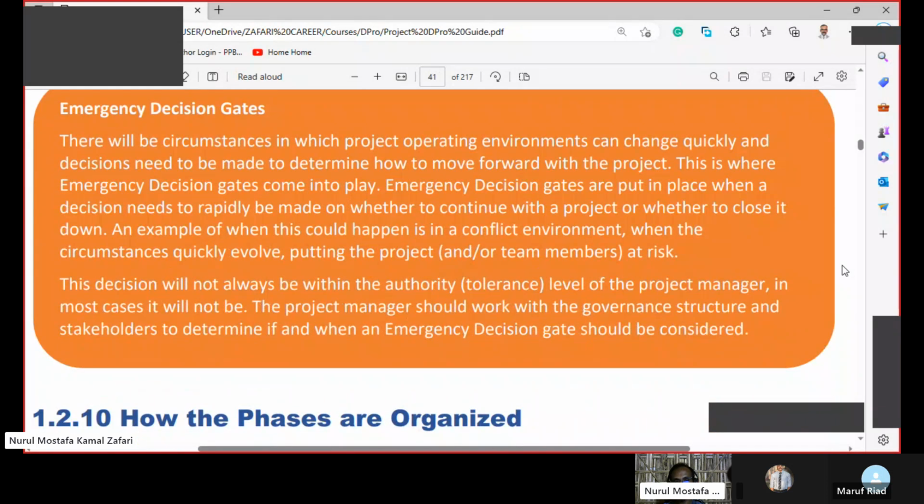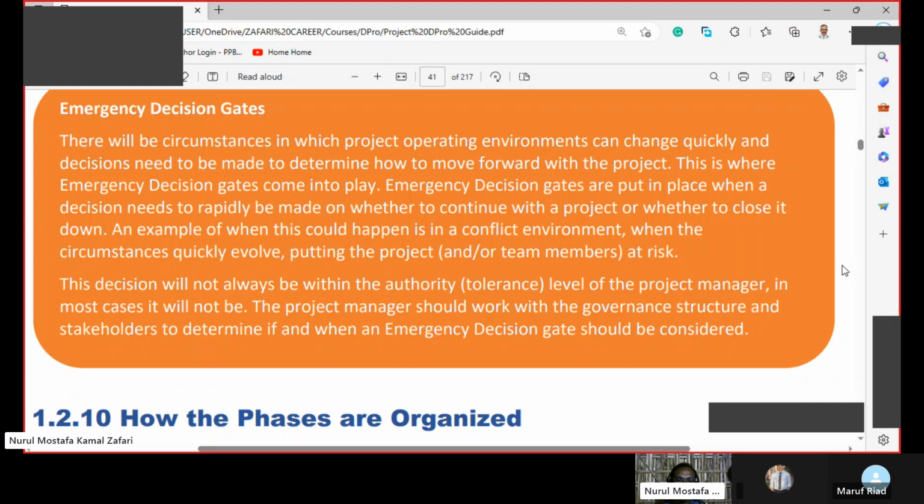Emergency decision gates. There will be circumstances in which project operating environments can change quickly and decisions need to be made to determine how to move forward with the project. This is where emergency decision gates come into play. Emergency decision gates are put in place when a decision needs to be rapidly made on whether to continue with the project or whether to close it down.